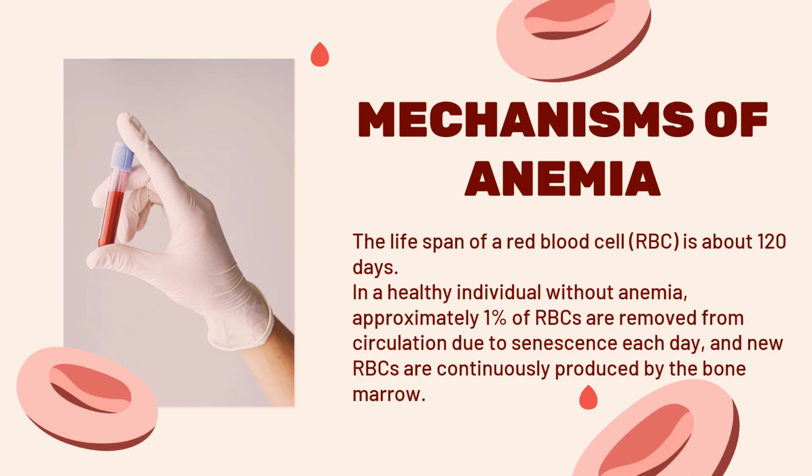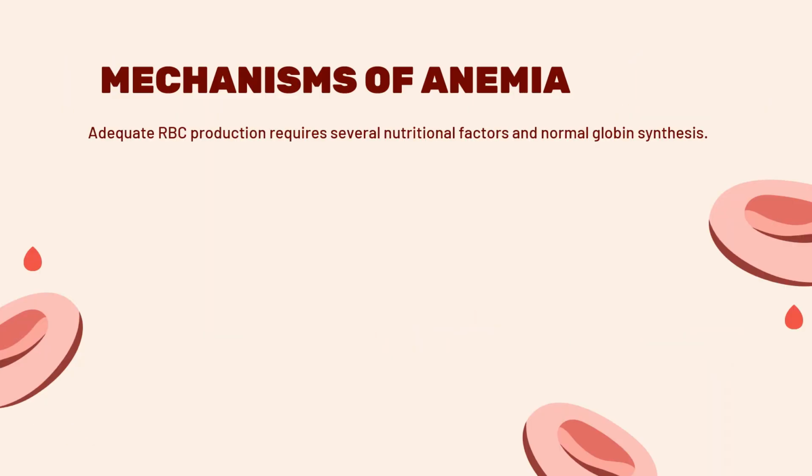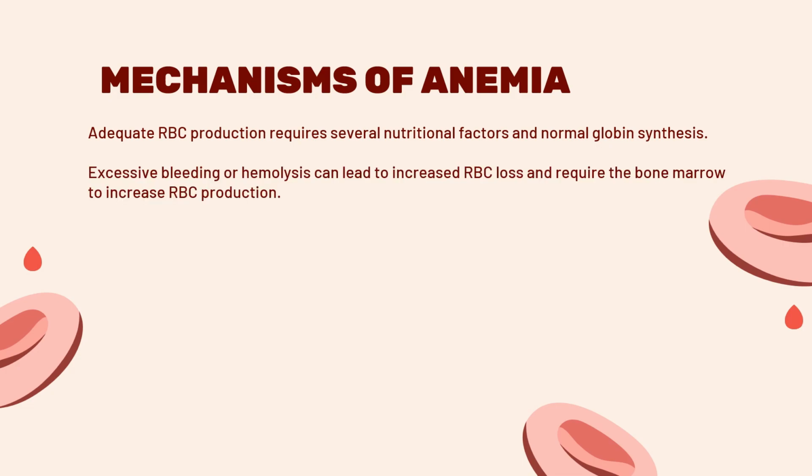In a healthy individual without anemia, approximately 1% of RBCs are removed from circulation due to senescence each day, and new RBCs are continuously produced by the bone marrow. Adequate RBC production requires several nutritional factors and normal globin synthesis. Excessive bleeding or hemolysis can lead to increased RBC loss and require the bone marrow to increase RBC production.